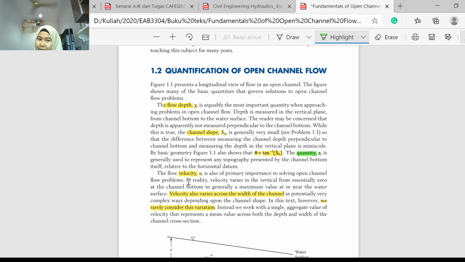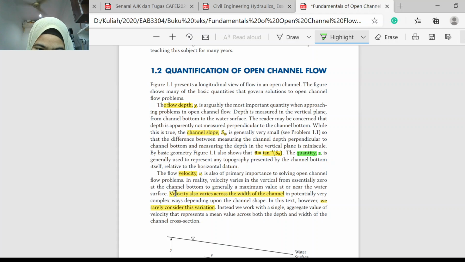Next, the flow velocity is also of primary importance to solve open channel flow problems. In reality, velocity varies in the vertical, essentially zero at the channel bottom to generally a maximum value at or near the water surface. So velocity is essentially zero at the channel bottom, but maximum at the water surface.